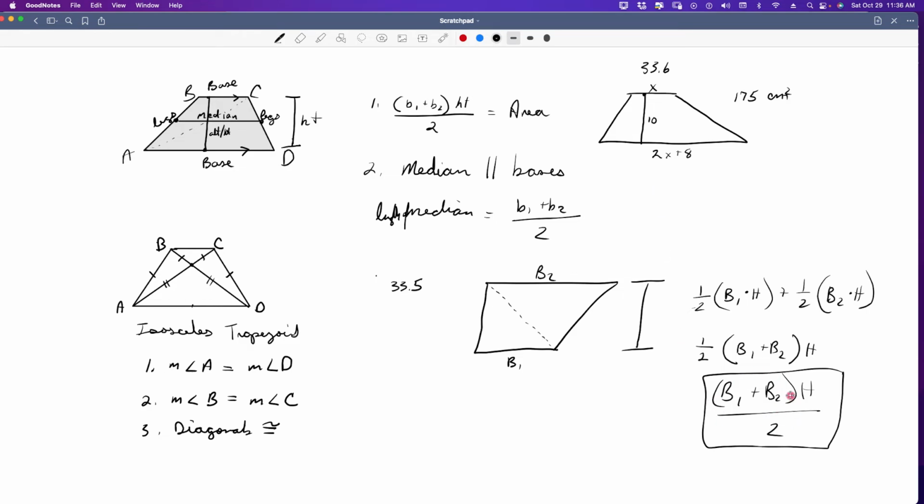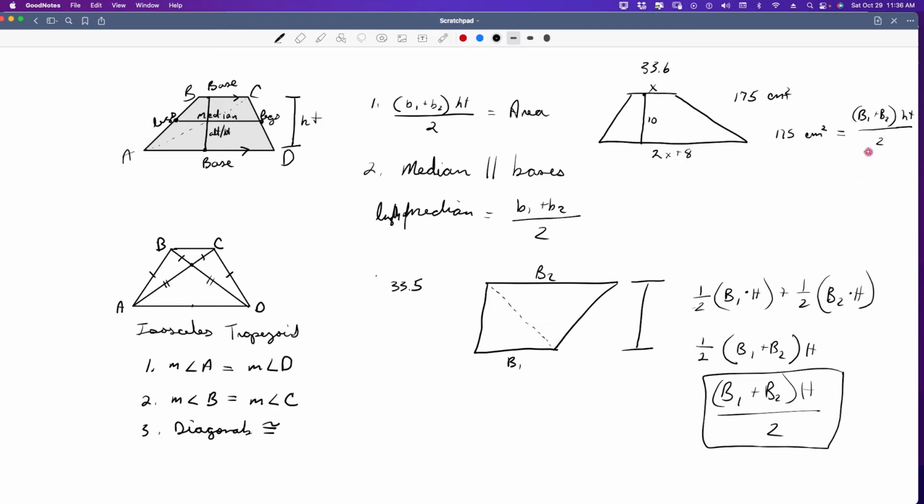So if this is our formula for the area, then what we need to do is this. We need to say 175 centimeters square is equal to, we take the formula for the area of this trapezoid and we write it in. Base 1 plus base 2 times the height divided by 2.